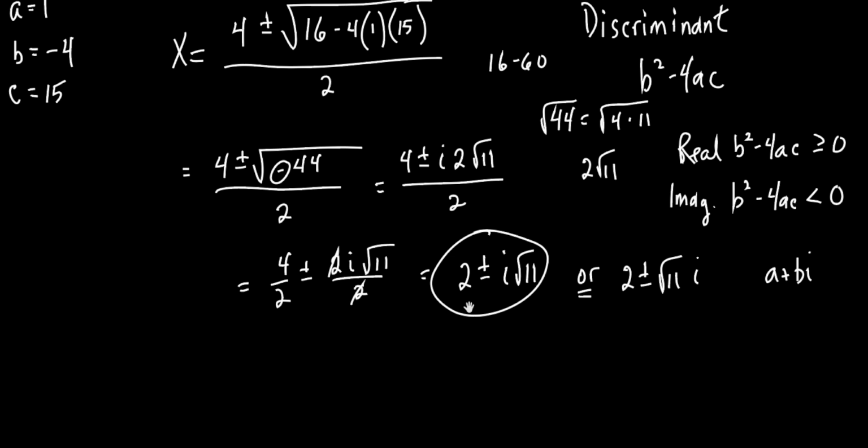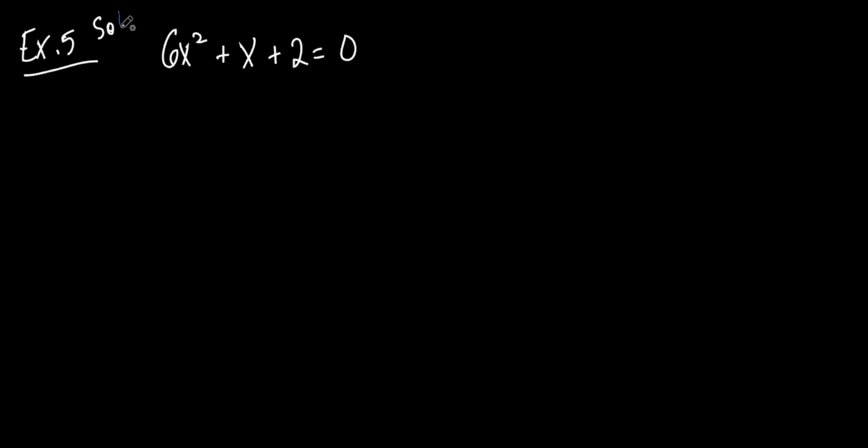This is the problem. I could take a long time on this, but I'm not going to. This is the problem where they ask you to do it 4 ways. Okay, so here's the problem. It's 6x squared plus x plus 2 equals 0. And I'm trying to solve. Trying to get x by itself.